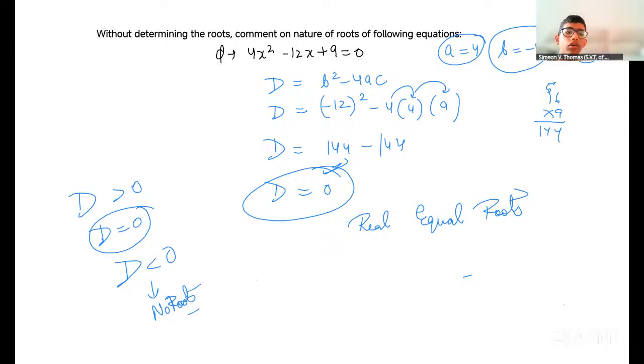And then what about the part that says comment on the nature of roots? What does it mean by nature of roots? That is the nature of the roots: real equal roots. That is the nature. Okay. And then I had one more doubt, two more doubts actually. Yes, please. Question 3, first part. Same exercise, same CYP. Okay.